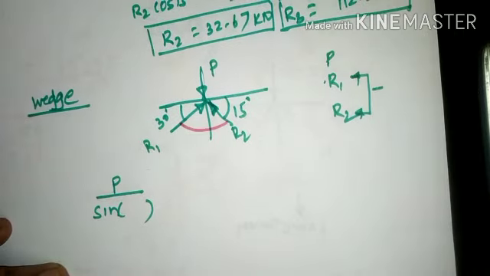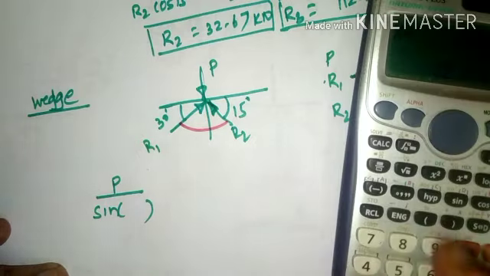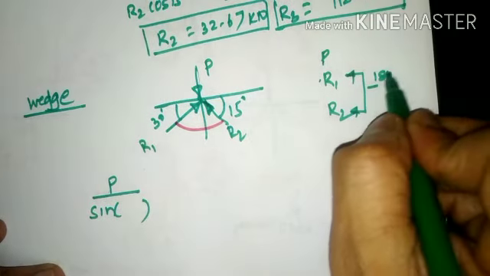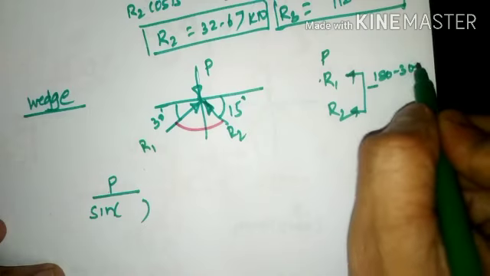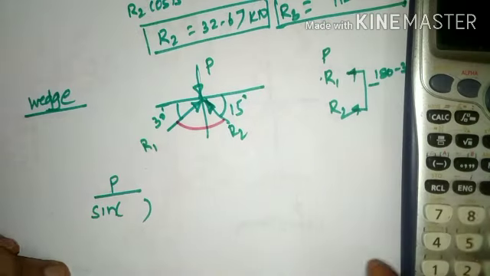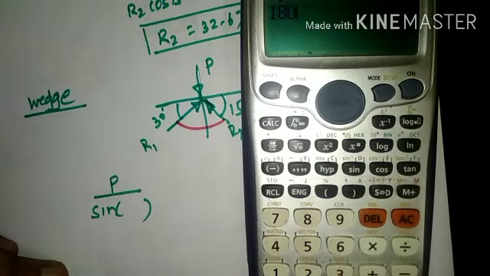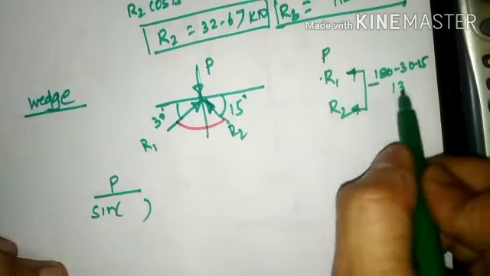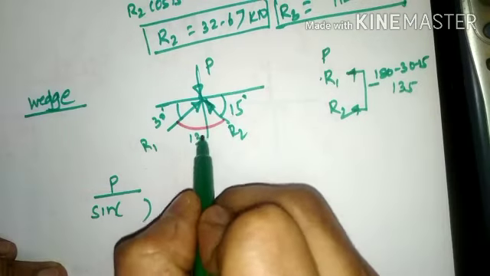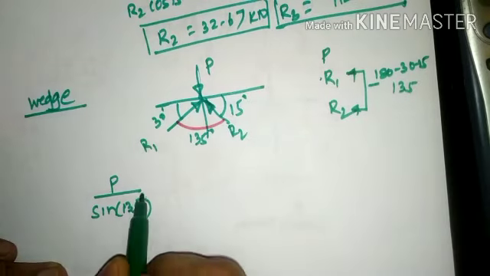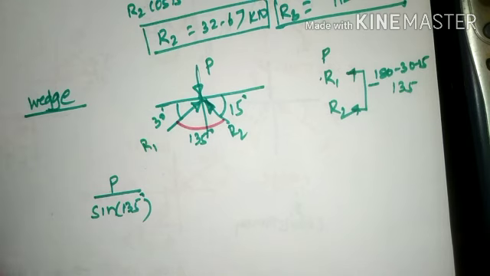The inclination between R1 and R2 is this particular part. Total inclination here is 180 degrees, which shall be 180 minus 30 minus 15, which shall come out to 135 degrees. So this inclination is 135. So we are going to write it in the denominator as sine of 135.